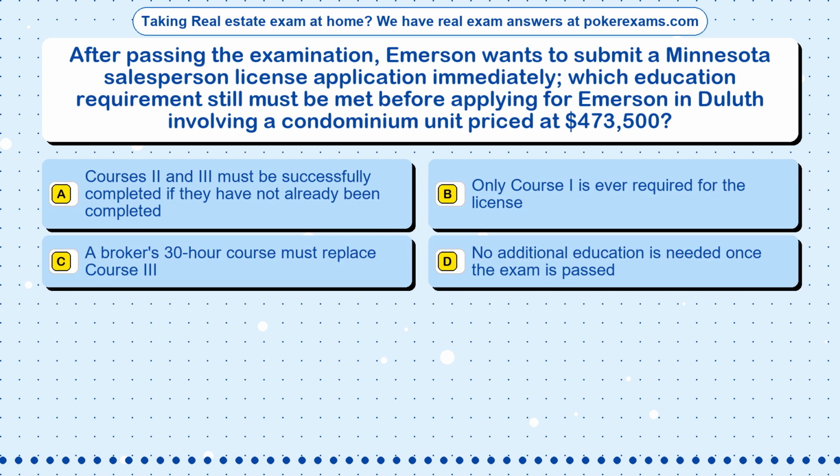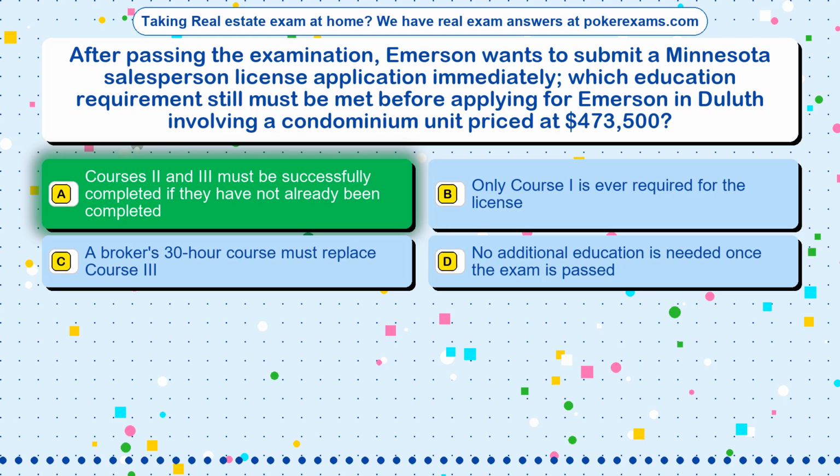Question 57. After passing the examination, Emerson wants to submit a Minnesota salesperson license application immediately. Which education requirement still must be met before applying for Emerson in Duluth involving a condominium unit priced at $473,500? Option A. Courses 2 and 3 must be successfully completed if they have not already been completed. Option B. Only Course I is ever required for the license. Option C. A broker's 30-hour course must replace Course 3. Option D. No additional education is needed once the exam is passed.